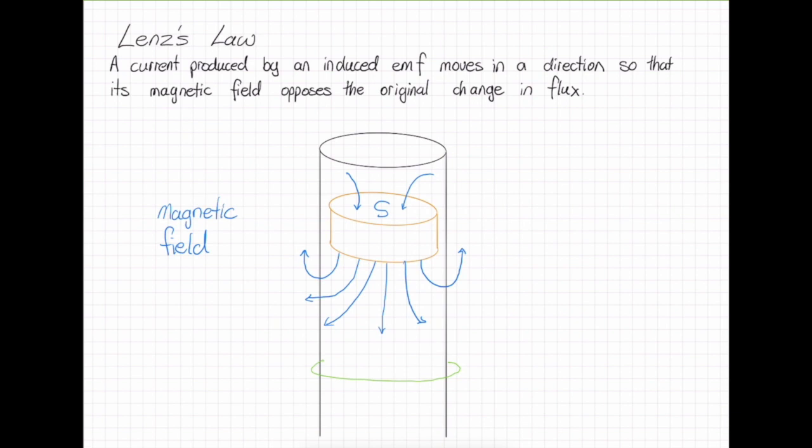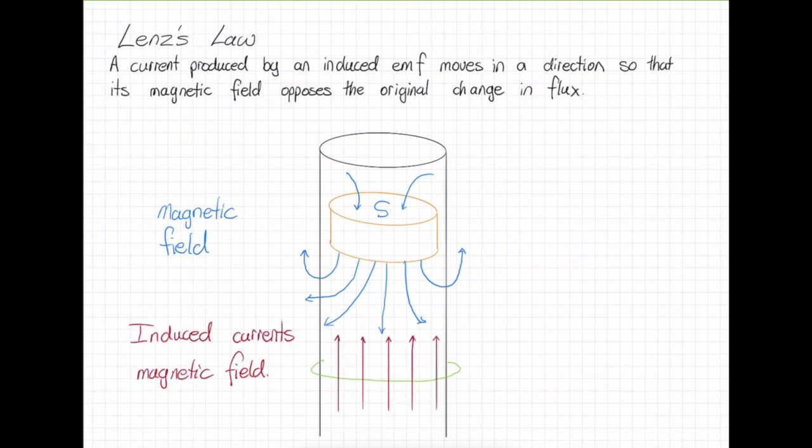Lenz's law says that the induced EMF is going to produce a magnetic field opposing the change. This means that we're going to have our induced magnetic field oppose that of the magnet's magnetic field. This means that our current will need to travel around in an anti-clockwise direction to produce this opposing magnetic field.